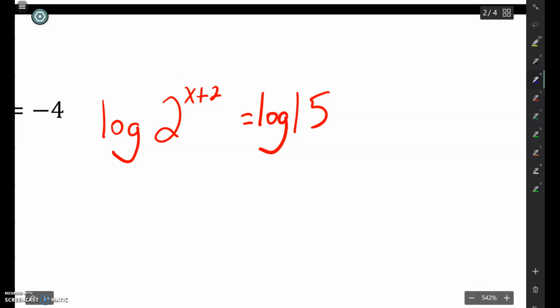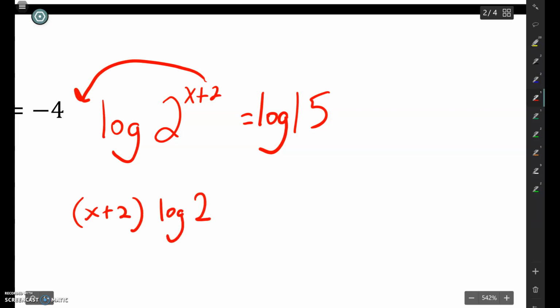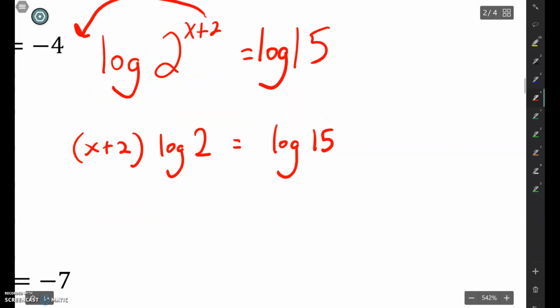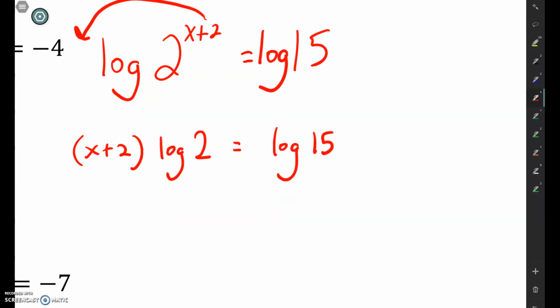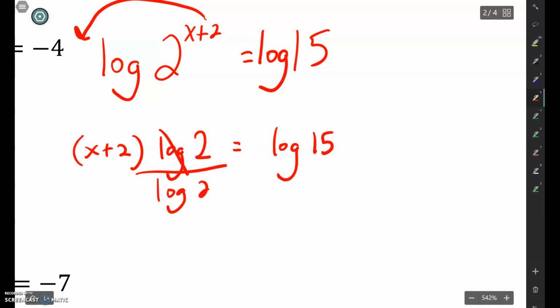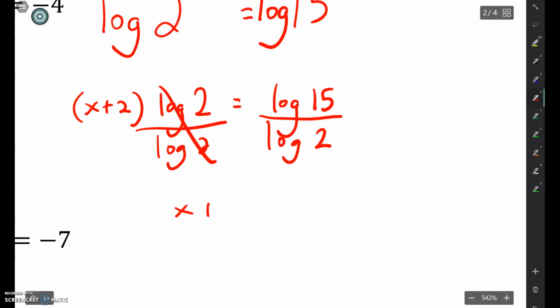So by putting log to both sides, notice I did it to both sides, this x can come down front and we're left with x plus 2 times the log of 2 equals the log of 15. And now I'm just solving for x. I have this times this, so I need to divide both sides by log of 2 to get that to cancel. And so I'm left with x plus 2 equals log of 15 divided by log of 2.